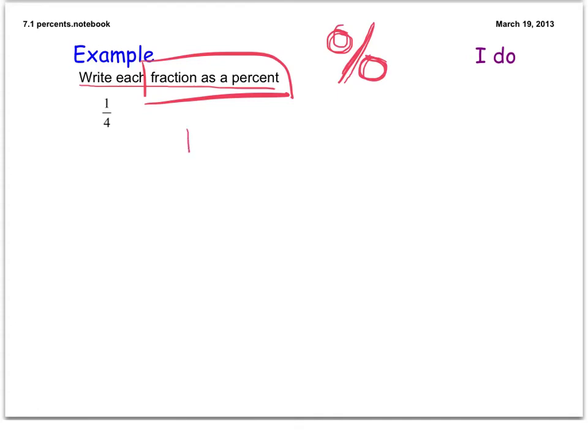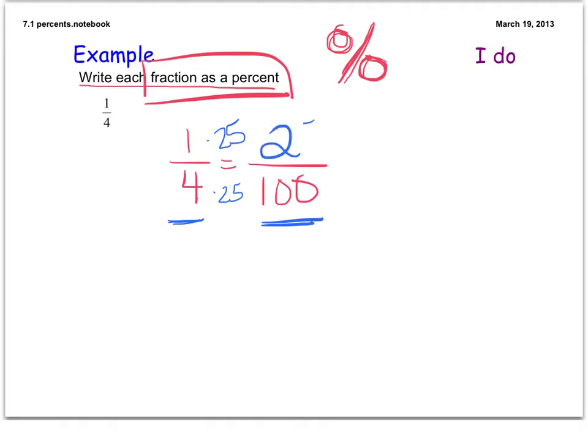So we're going to write 1 over 4 equals something over 100. Now this is a pretty easy one because I can ask myself, what can I multiply by 4 to get to 100? Well, if I multiply by 25, what I do to the bottom I have to do to the top, I'm going to get 25 over 100. Now before in the examples, if I had something over 100, what did that mean? Percent, right? So I'm going to rewrite this as 25%.